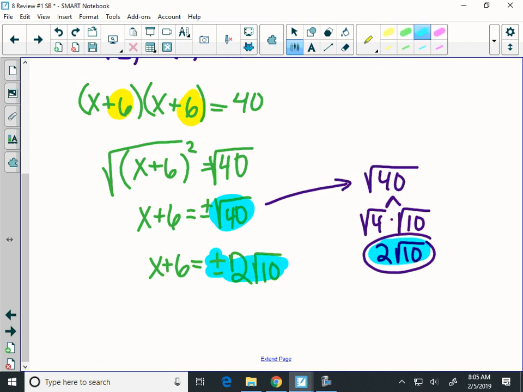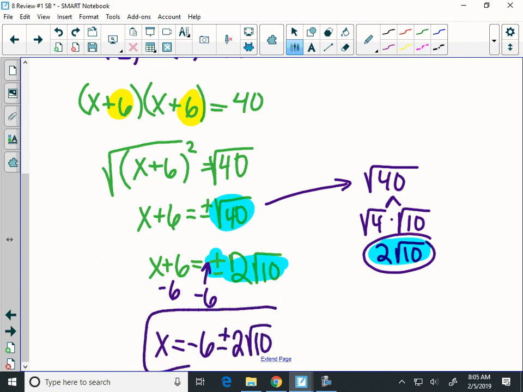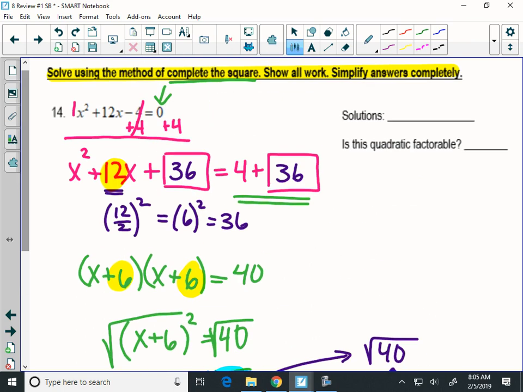I just replaced it. Last step here is to subtract 6. When I subtract 6, it goes in front of the plus or minus, and your final answer is negative 6 plus or minus 2 radical 10. That is what goes on the line for solution. X equals negative 6 plus or minus 2 radical 10. Now those are irrational roots, so you could not have factored this quadratic.